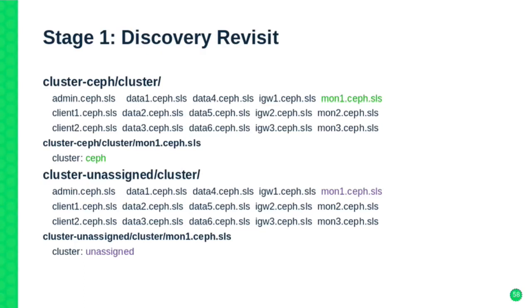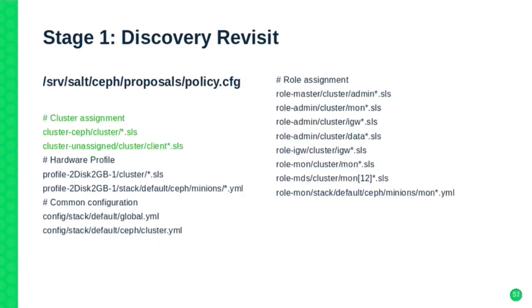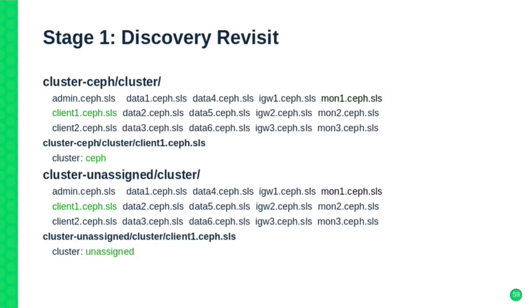So by specifying in the file, effectively just globbing and saying, hey, would you include this file? And the contents of that file is cluster:/Ceph, then I know, oh, this machine is actually supposed to be part of the Ceph cluster. Now there's also a cluster unassigned, and you'll notice I put it in purple. This is not included because of the 2 lines you see highlighted in green there. But the client, on the other hand, is.